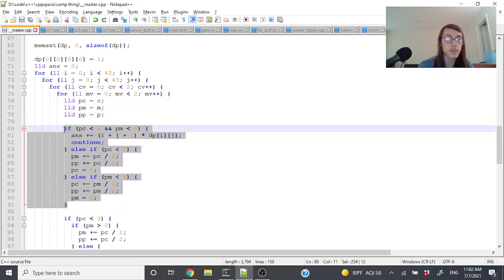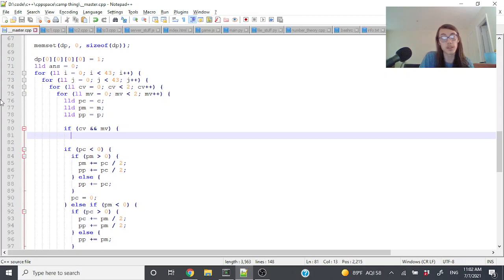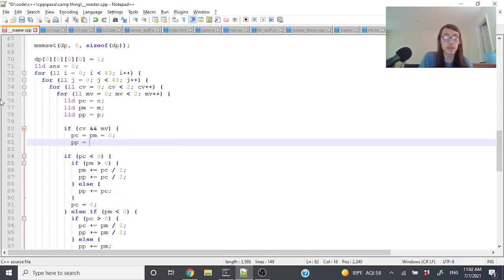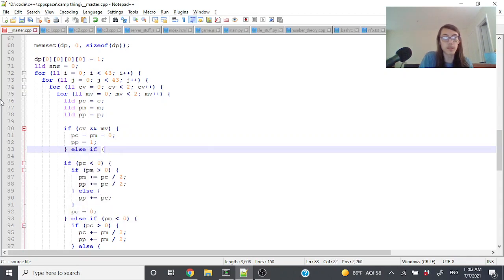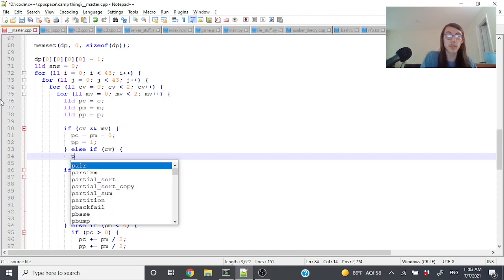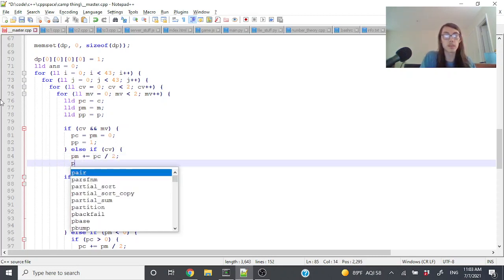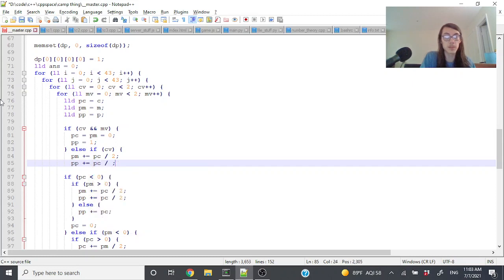Okay, now we do some stuff here. So if CV and MV, if we lost both of them, then PC is equal to PM is equal to 0, PP is equal to 1. Else, if only CV, then PM plus equals PC over 2, P plus equals PC over 2.